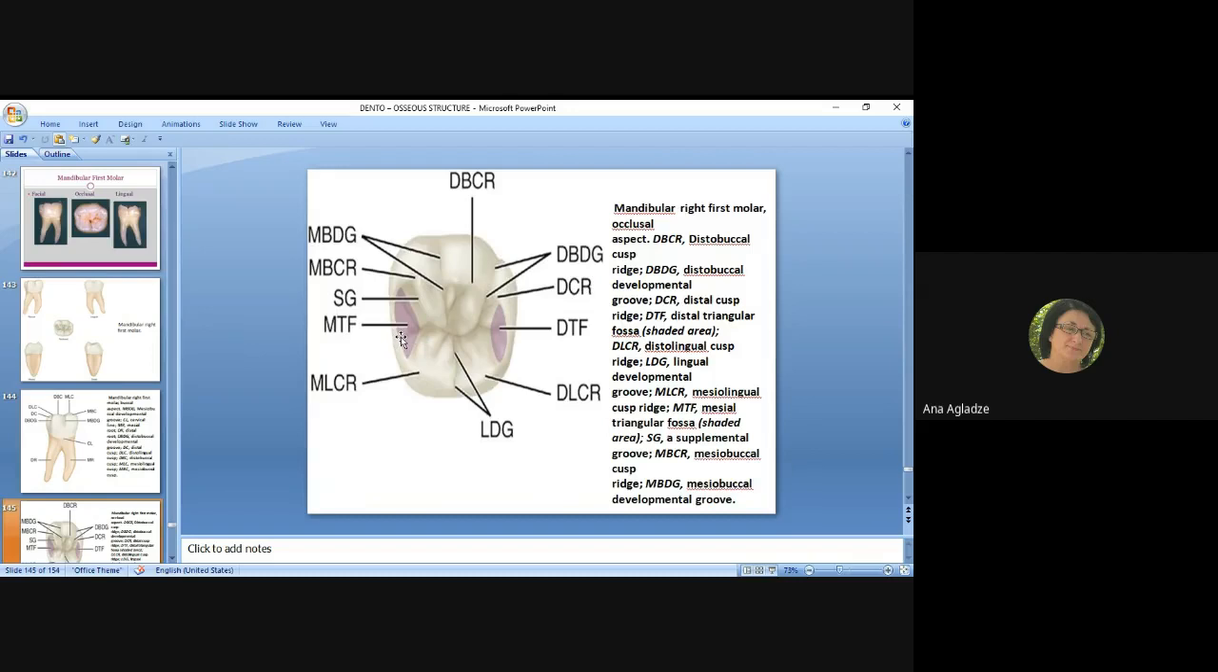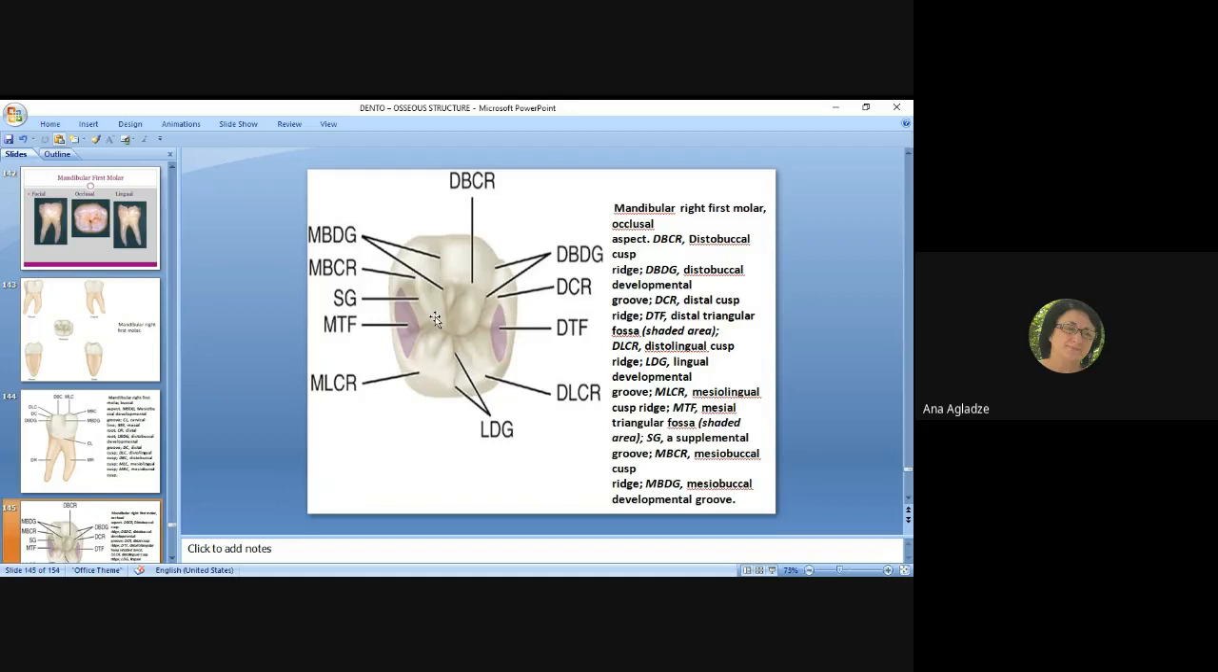Here is the mesiolingual cusp ridge, and this is lingual. Distolingual, here. And the distal cusp ridge.